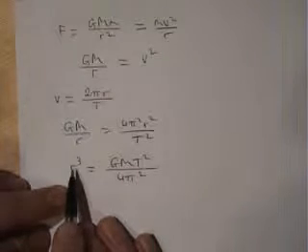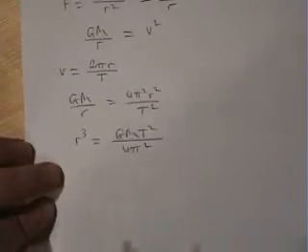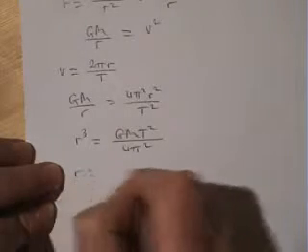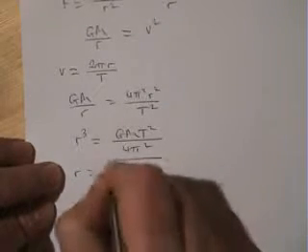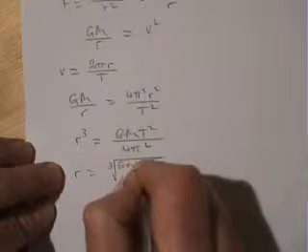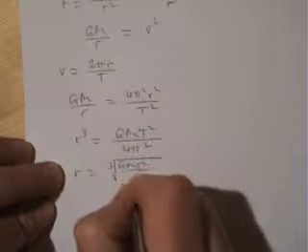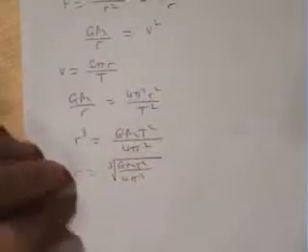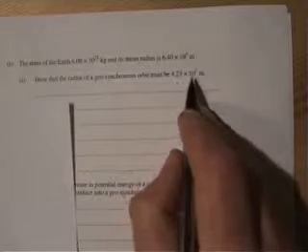So there's an equation for r cubed. We're trying to find r, so we just take the cube root of all that lot, you put all the numbers in, you get the answer, and the answer will be 4.23 times 10 to the 7 metres. Next part of this question.